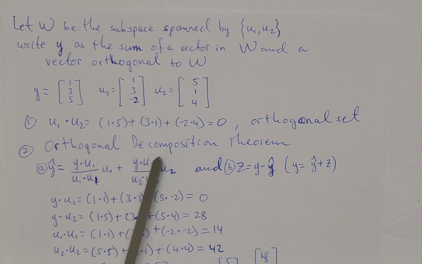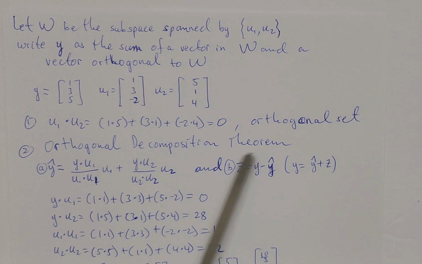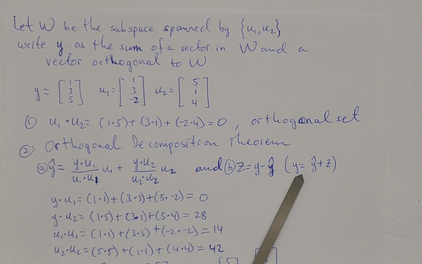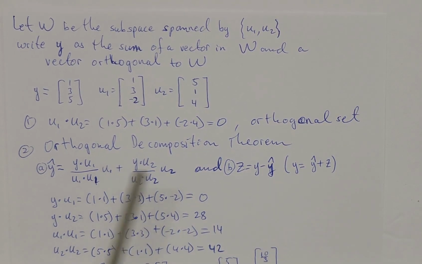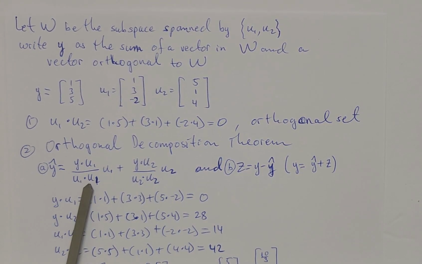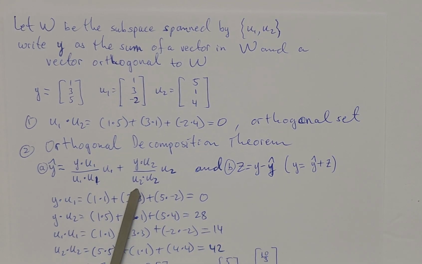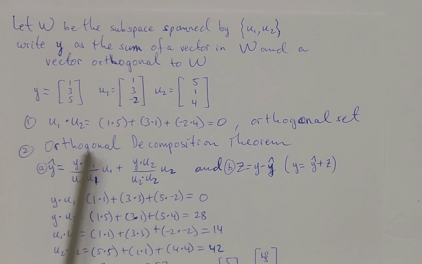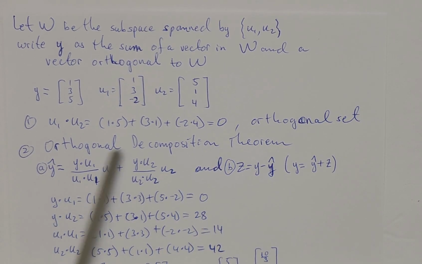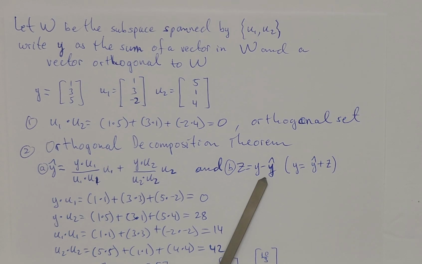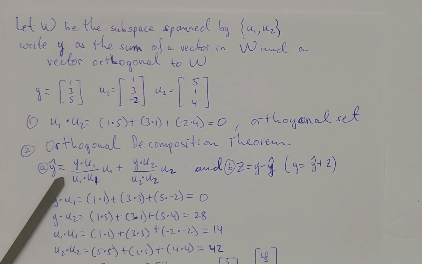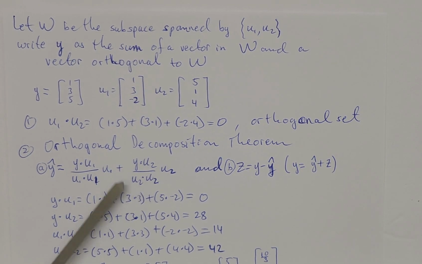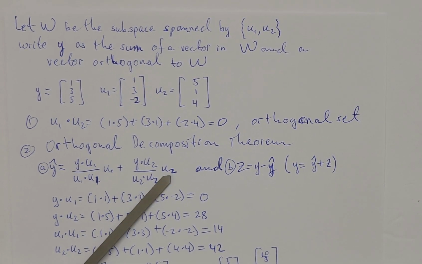Next, we do the orthogonal decomposition theorem, and there are two parts. This is the first part, and this is the second part. The last video that I did, it only showed this part. So now we do both parts to complete the orthogonal decomposition theorem. Again, the theorem has two parts, this one and this one. Okay, so now we do Y·U1 over U1·U1 times U1 plus Y·U2 over U2·U2 times U2.